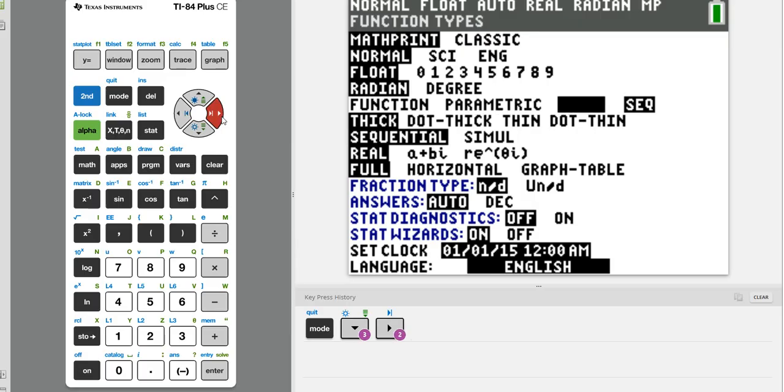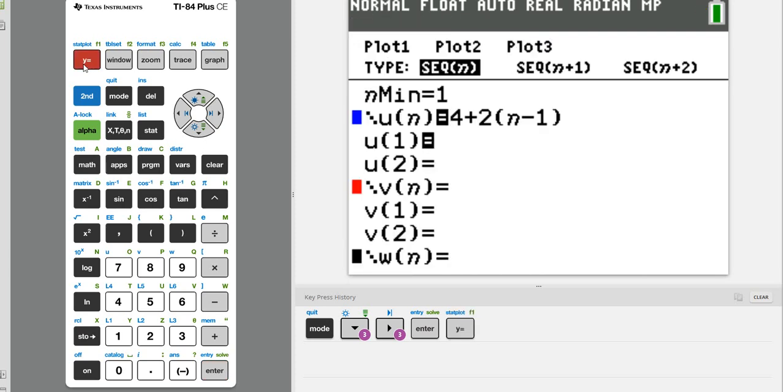Polar mode, both of those you'll learn about in trigonometry. And then finally sequential mode, which is what we want. So go all the way to the end there and press the enter key. Now when you do that, going back up to the equation editor, you're going to see something much different. So when we hit the equation editor, oh wow, looks a lot different, doesn't it? Yeah, it really does.